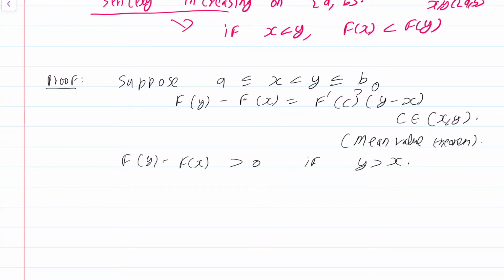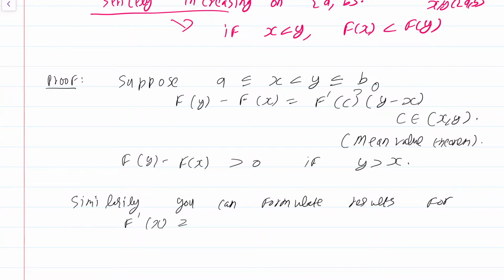So similarly you can formulate results for f prime of x greater than or equal to 0, f prime of x less than 0, f prime of x less than or equal to 0. Here you will conclude that f is increasing, here you will conclude that f is strictly decreasing, and here you will conclude that f is decreasing.